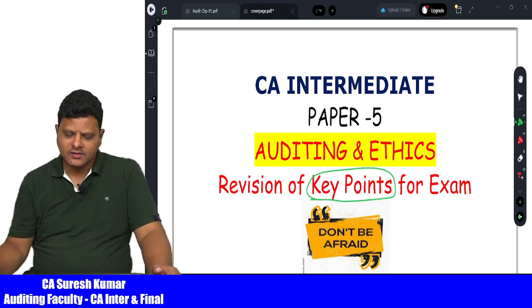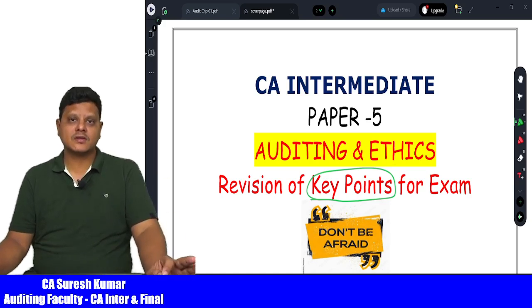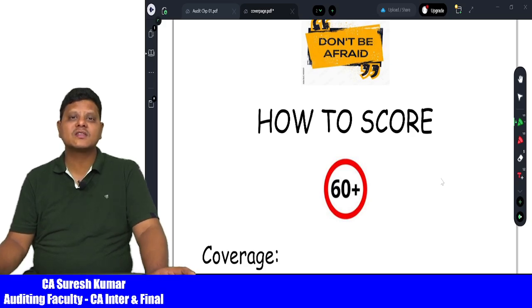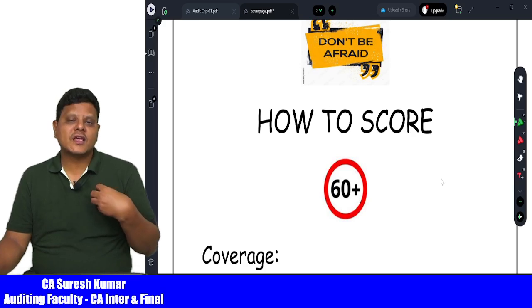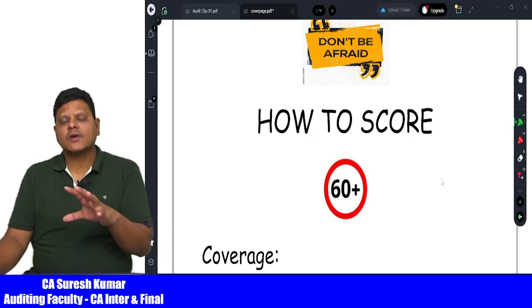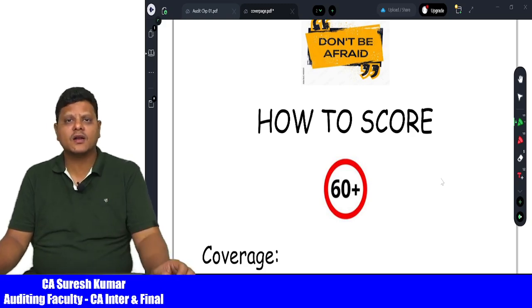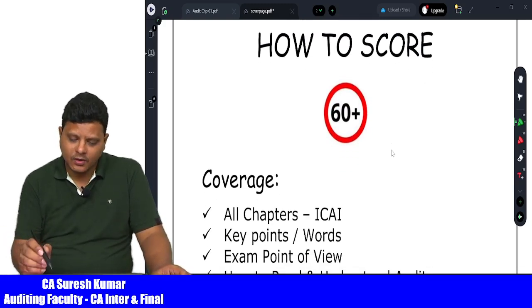Majority of the students are afraid of the examination, and we want to build confidence in the students. How to score 60 plus marks is our motto. In every attempt students feel insecure about the theory papers, but as far as the auditing paper is concerned, it is the easiest paper to understand, provided you focus a little bit on these lectures. The coverage of today's class is how to score 60 plus marks in the examination.